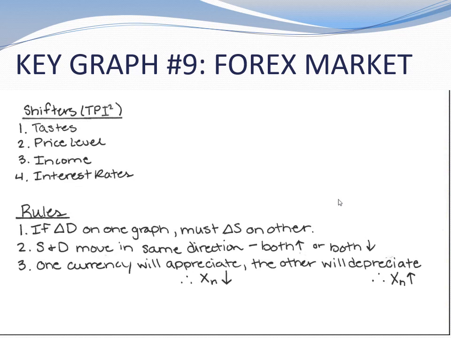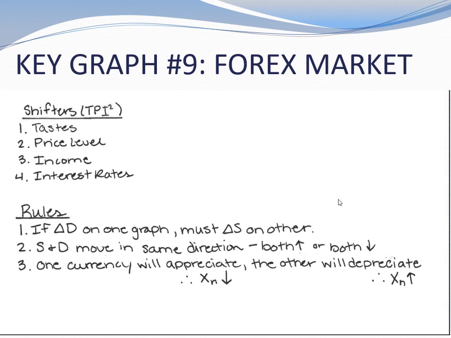Okay, the 3 rules that we need to know. 1, if there's a change in the demand on one graph, there's going to be a change in supply on the other graph. Always. Supply and demand also always move in the same direction. If supply increases on one graph, then demand will increase on the other graph.